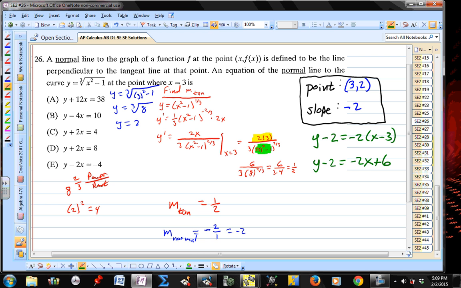And you notice how all the answers listed have both the variables on the left and the constant on the right, so they have general linear form, which means we'll add 2 to both sides to get 8. And we'll add 2x to both sides to get y plus 2x. And this matches option letter D.